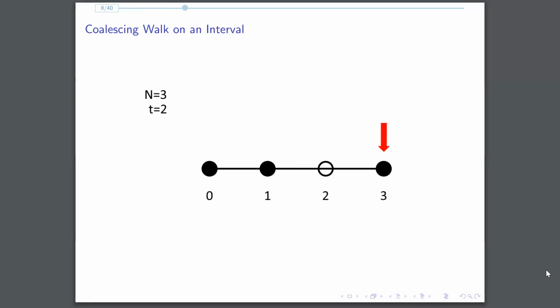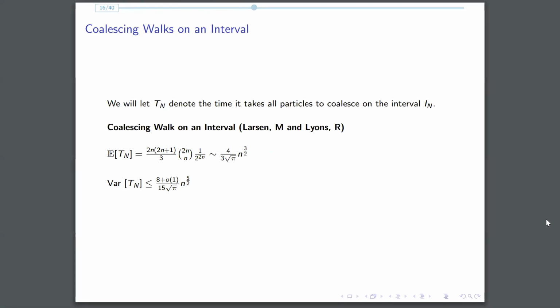Then at t equals 2, we randomly select a particle from 1 to 3, in this case, vertex 3. And then we move the particle at vertex 3 to vertex 3 minus 1, or vertex 2, as shown here. Then at t equals 3, we randomly select vertex 1 and move the particle at vertex 1 to vertex 0. And at t equals 4, we randomly select vertex 2 and then move the particle at vertex 2 to vertex 1. Finally, we combine the particle at vertex 1 with the particle at vertex 0. And we see that all particles eventually coalesced at vertex 0.